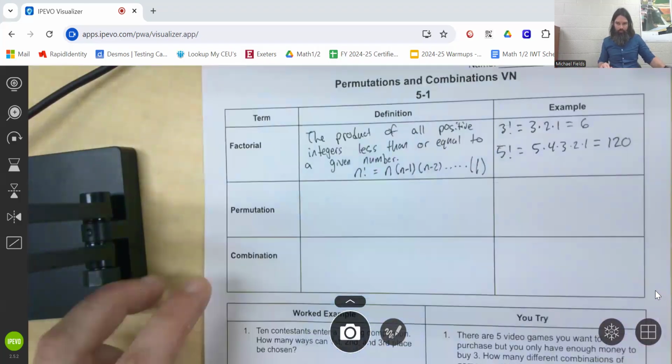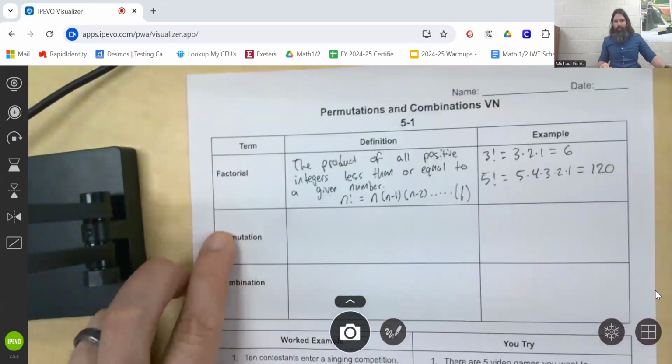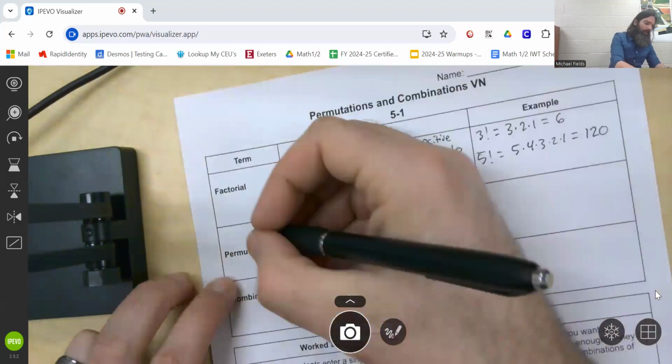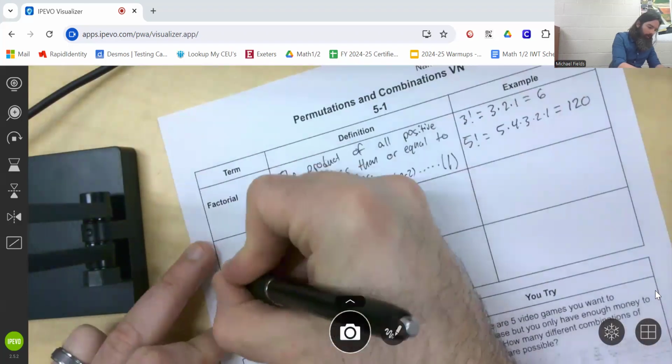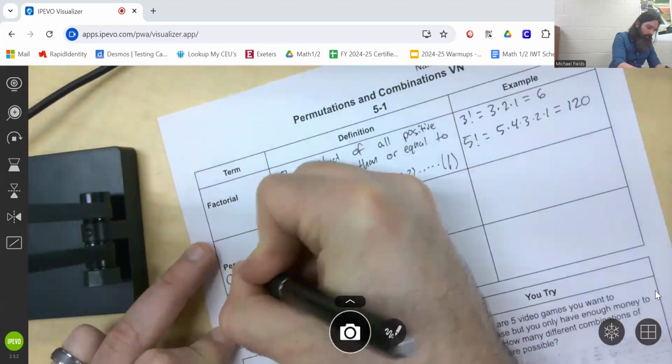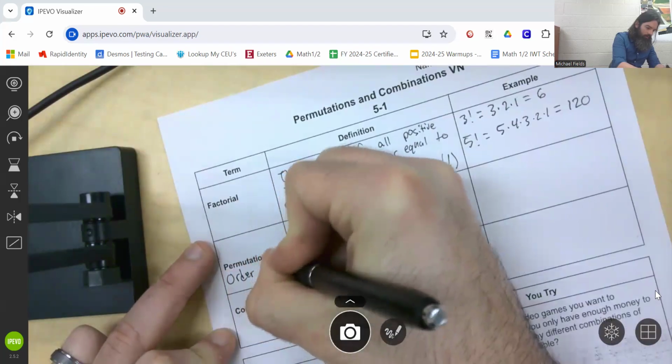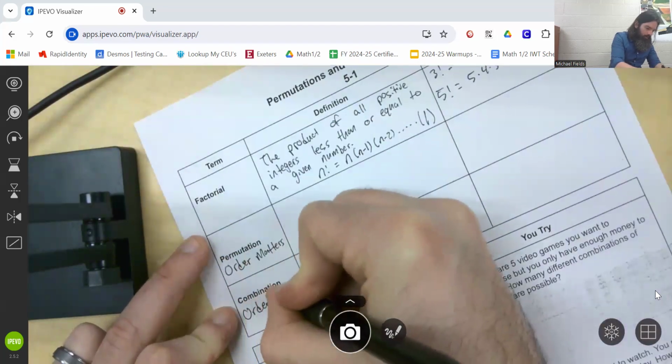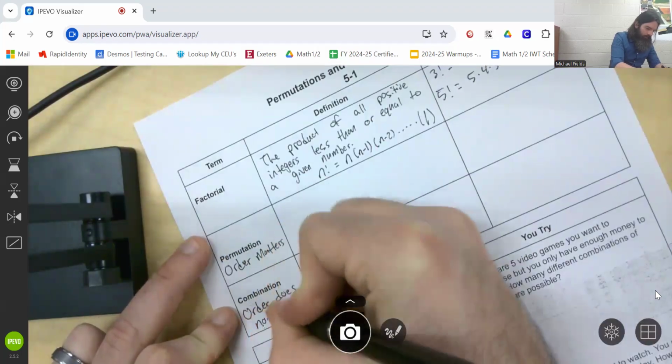All right. Now we're going to learn about permutations and combinations. So before we start, I'm going to write a note underneath each. For permutations, order matters. And for combinations, order does not matter.